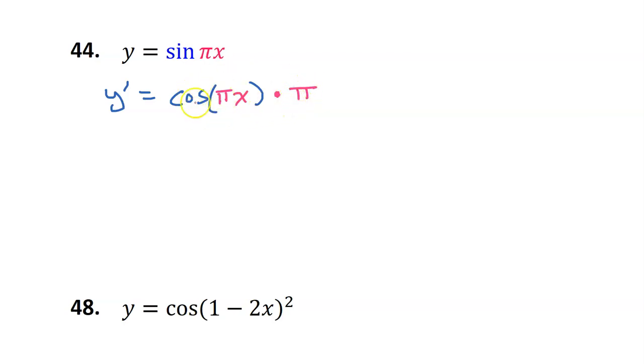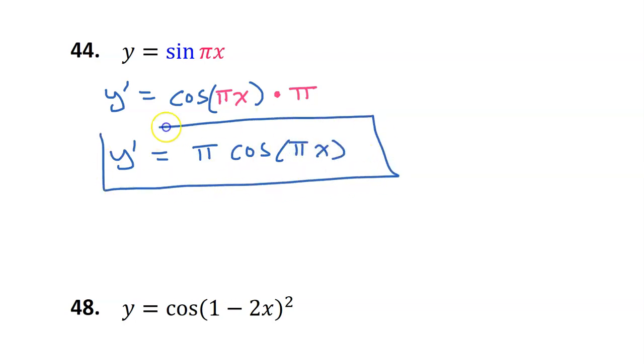And I would probably put that pi in the front. So y prime is pi cosine pi x. All right, that was a lot easier than the last one.